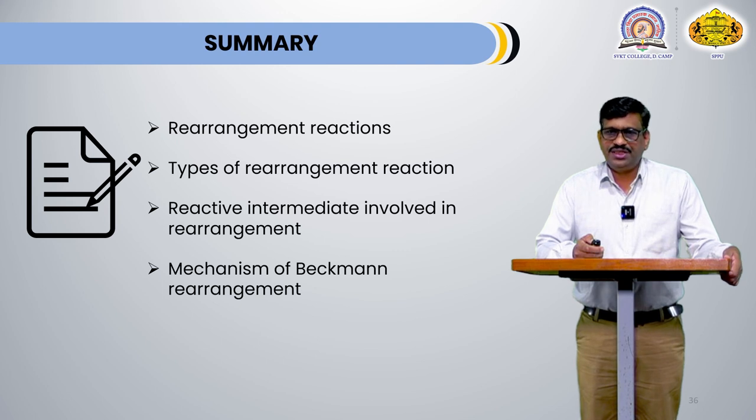Reactive intermediates involved in rearrangement. In this, we have discussed carbocation intermediate. We have discussed the stability of carbocation. We know that stability of carbocation is in the order tertiary greater than secondary greater than primary. That's why primary carbocation tries to convert itself into secondary or tertiary. Then we have seen the mechanism of Beckmann rearrangement.